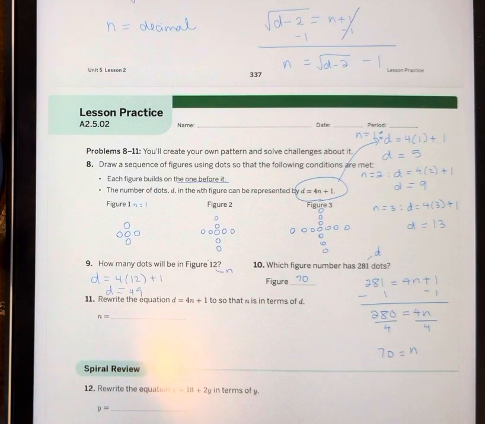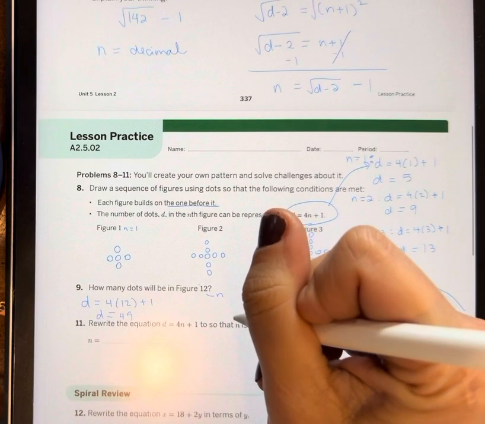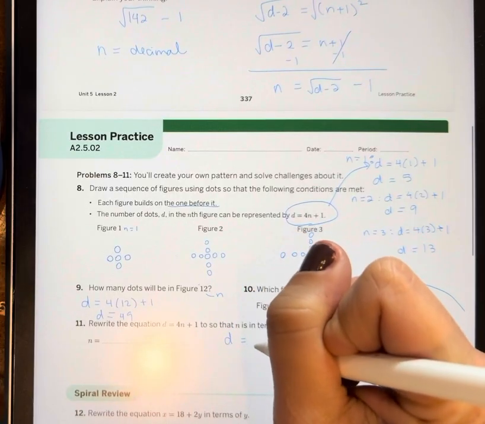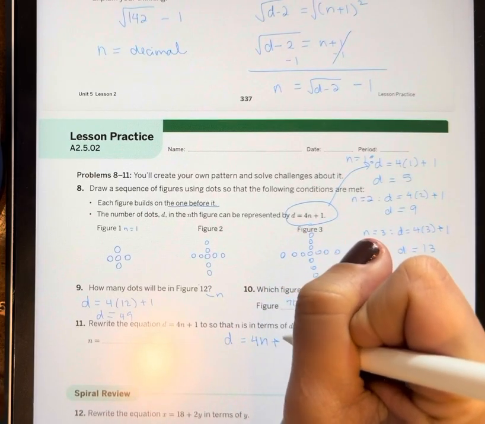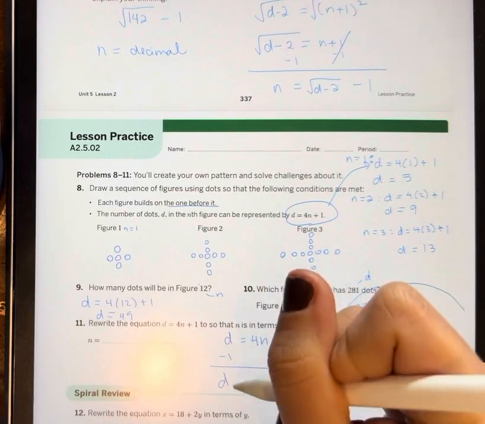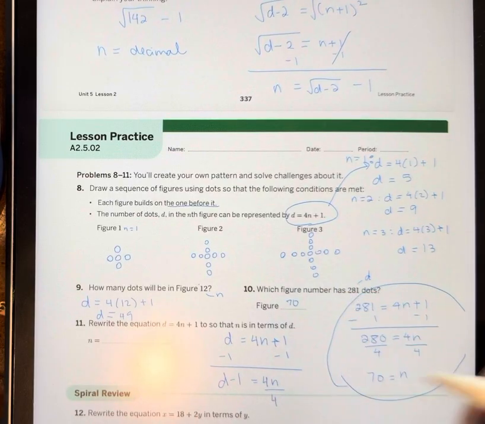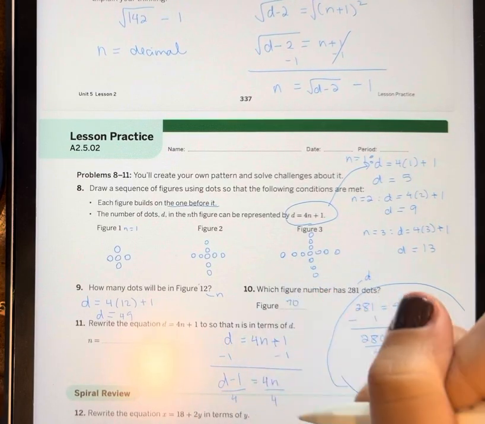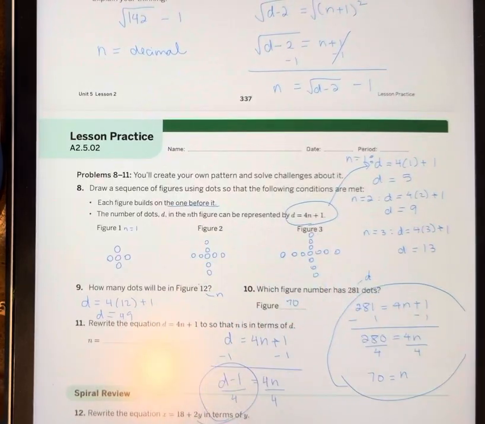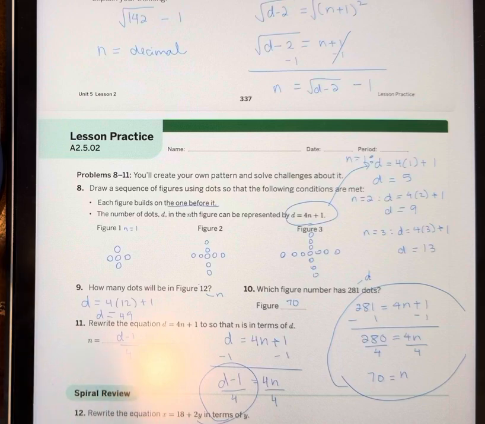Rewrite the equation d equals 4n plus 1 so that n is in terms of d. No problem. We're going to do what we did here, but leaving d where it was. 4n plus 1. So we're going to subtract the 1, just like we subtracted the 1 here, except now it's just going to be d minus 1 equals 4n. And then we're going to divide by 4 just like we did here to get that n equals d minus 1 over 4. Okay, there's a spiral review.